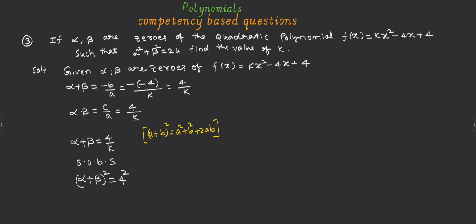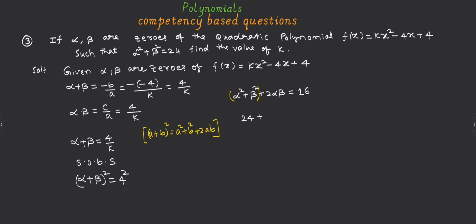How do we find this? By using this formula, we have to expand it. So if you expand it, alpha square plus beta square plus 2 alpha beta is equal to 4 square, which is 16. So let us write 16 here. Now we already know alpha square plus beta square is equal to 24, right? So here we write 24, 24 plus 2 into alpha beta.